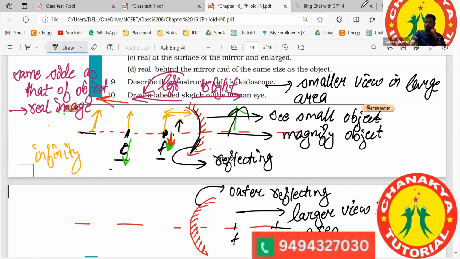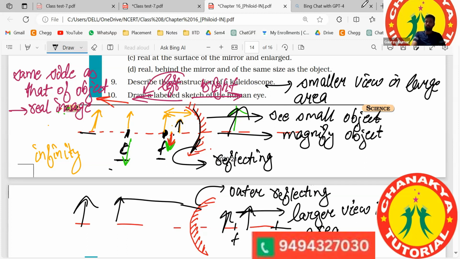Okay. So in a concave mirror, all images are real except when the object is placed between the focus and the mirror, right? Whereas in a convex mirror, every image is virtual. If this is the object, the real image will be found on this side. If it is virtual, the image will be found on this side. There is no specific criteria.